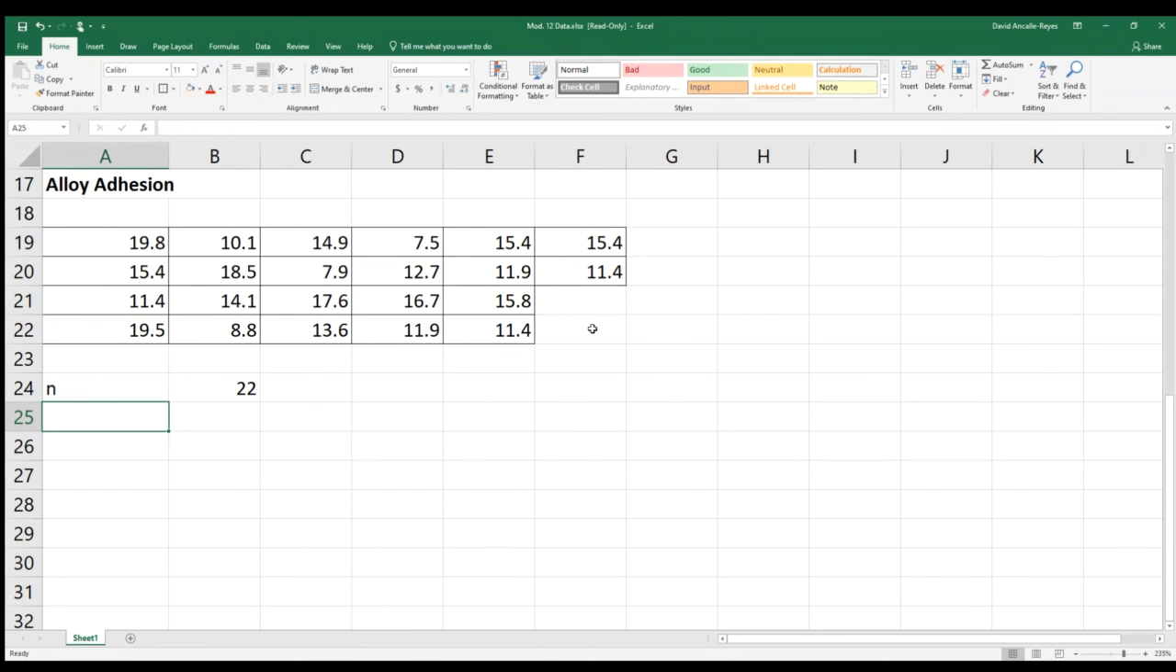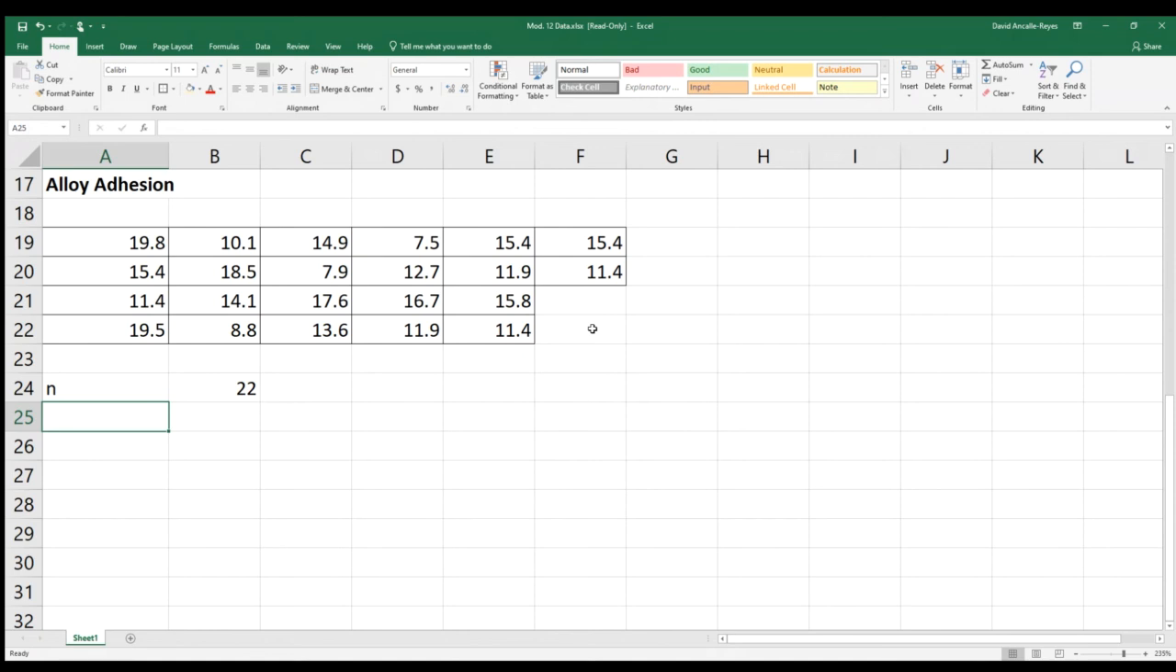22 is less than 40. We're going to say that this is a small sample size, not a large sample size. Because it's not a large sample size, we cannot assume that the standard deviation and the sample standard deviation are similar. So we'll have to turn to our method of using the t-distribution.